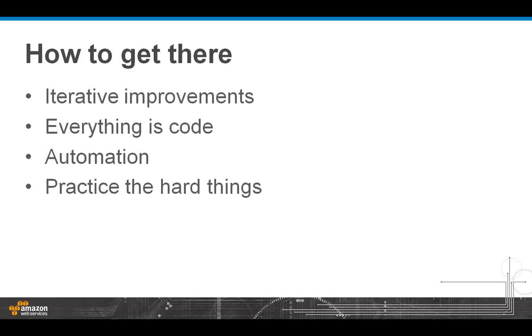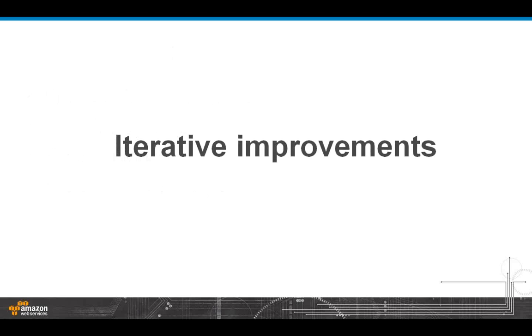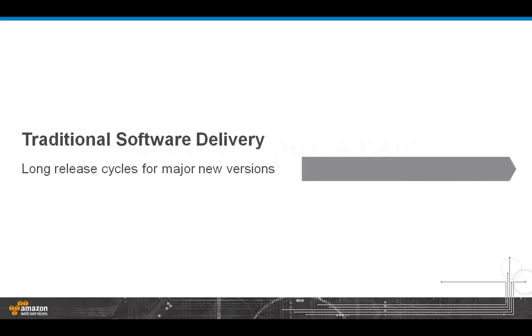In order to get there, I'm going to talk about 4 different things that you ought to be thinking about when you're thinking about DevOps in general. The first is iterative improvements. The second is thinking about everything as code. The third is thinking about automation, and then, of course, practicing things that are hard. So let's talk first about iterative improvements.